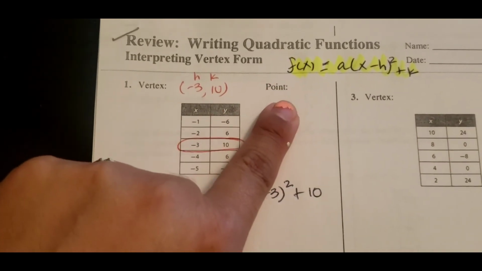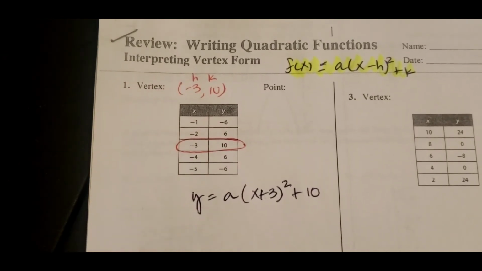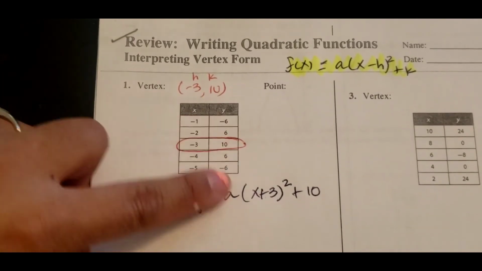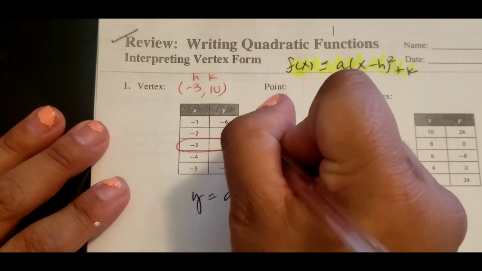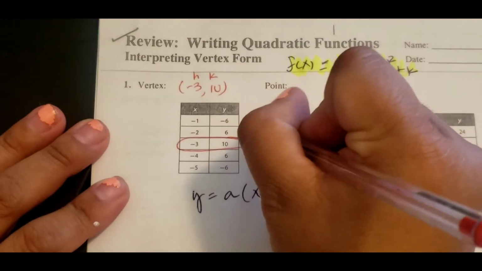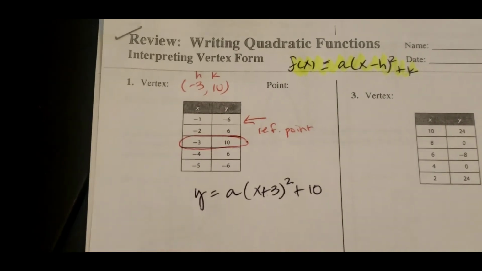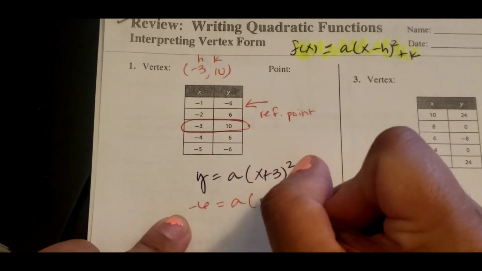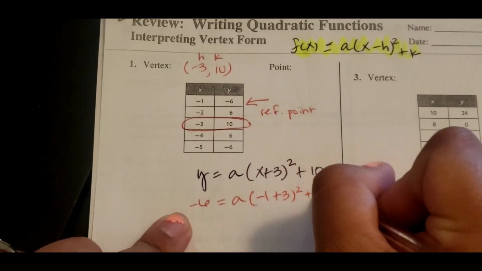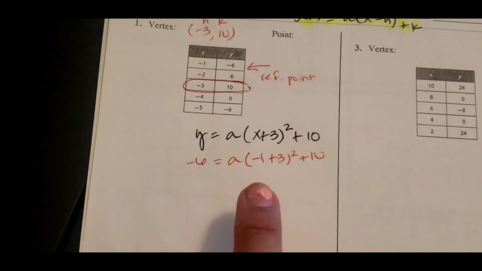All right, now we need a reference point. So we have 4 to choose from, right? You just pick one. Doesn't matter which one. I tried to go with the smaller numbers, but these are pretty similar, so just pick another one. Again, it doesn't matter, okay? I'm going to just go ahead and pick this one as my reference point. Okay. Now substitute your values in here, okay? So now instead of y, we're going to put in -6. A instead of x, -1 plus 3 squared plus 10. Okay? And again, you should just solve for a.